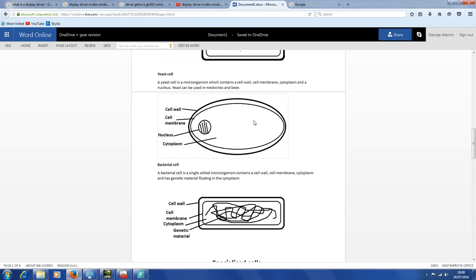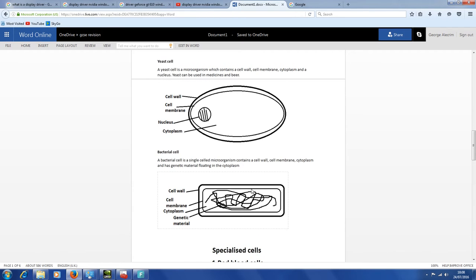And if you're ever asked to list your own cell, you can use something like a yeast cell or a bacterial cell. Now I choose yeast over bacterial because it has a nucleus instead of genetic material, and that's the difference between a bacterial cell having genetic material, not a nucleus, for when it divides.